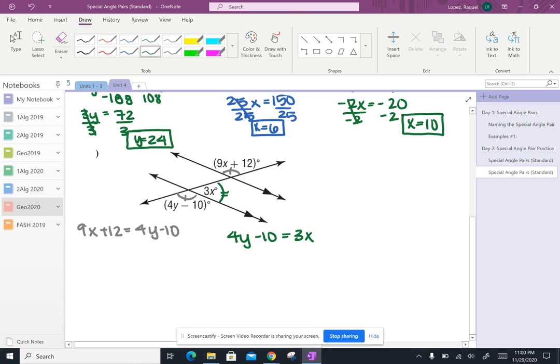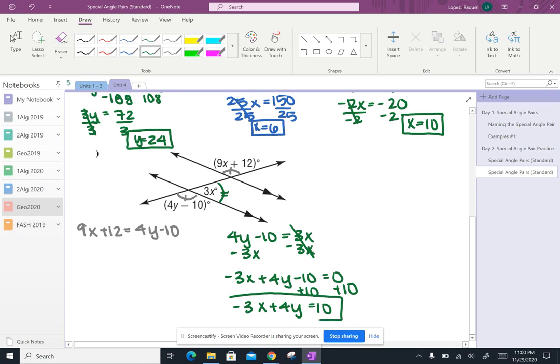Okay, the next thing I want to do is move all of my variables to one side and all of my numbers to the other side because I think I want to use elimination to solve this system. So I'm going to subtract 3x, and I get negative 3x plus 4y minus 10 equals 0 because 3x minus 3x is 0. Okay, I want to move the 10 to the other side, all of my numbers on the other side. So I get negative 3x plus 4y equals 10. Okay, so I've moved all of my variables to one side and the numbers on the other side. I'm done messing with that equation.